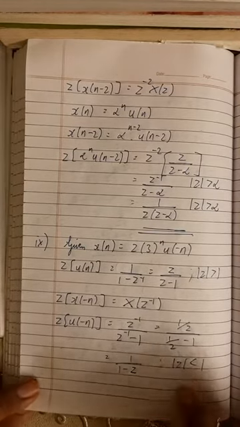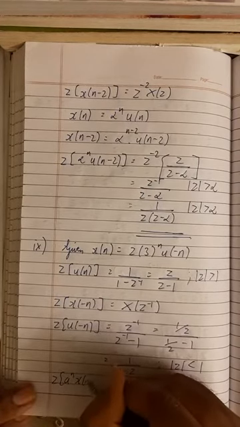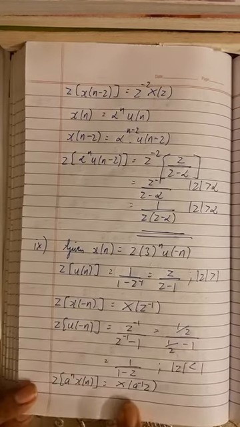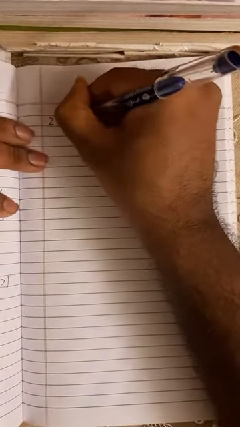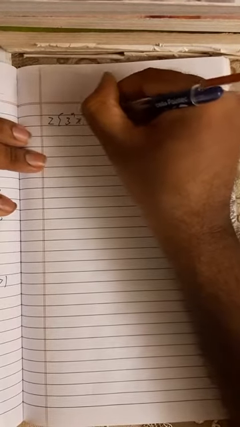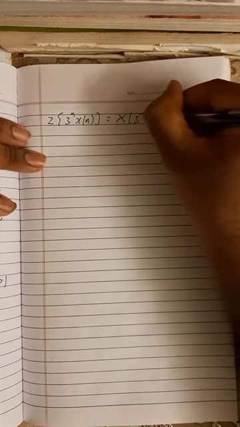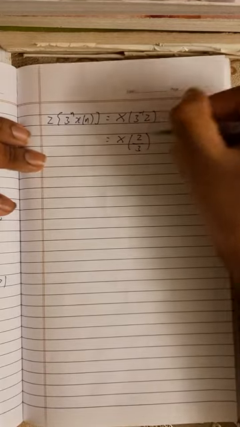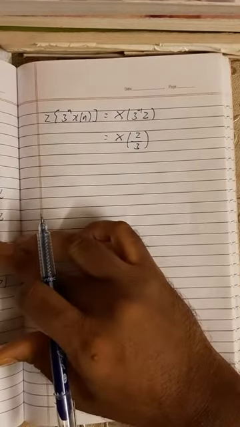Now I'm going to apply the scaling property. We know that the Z transform of a raised to n x of n is X of a inverse Z. Here the value of a is 3, so the Z transform of 3 raised to n x of n is X of 3 inverse Z, which is X of Z by 3. This means replace every Z with Z by 3.